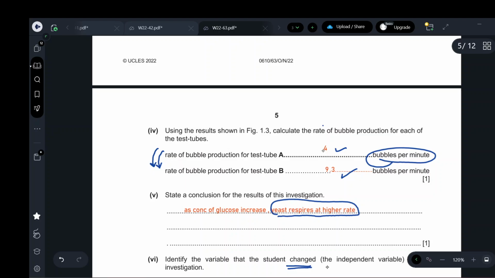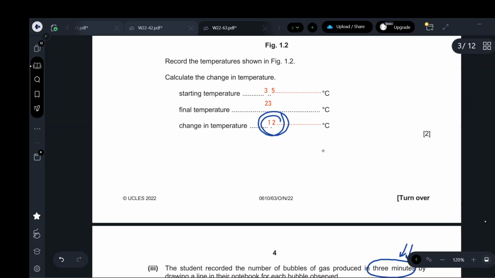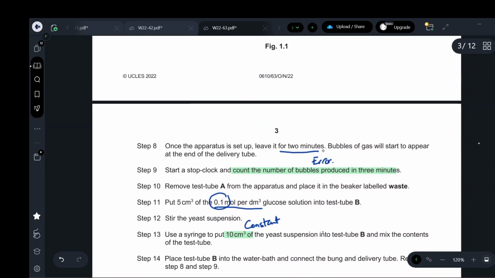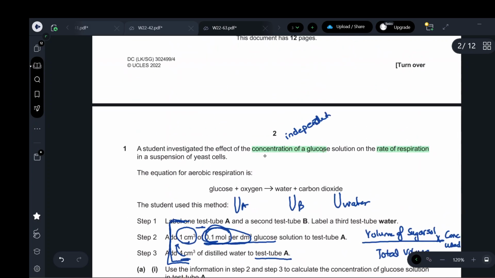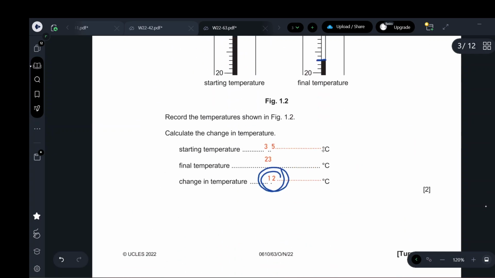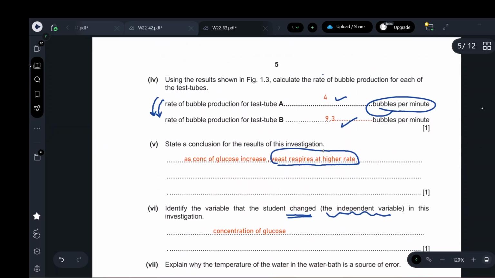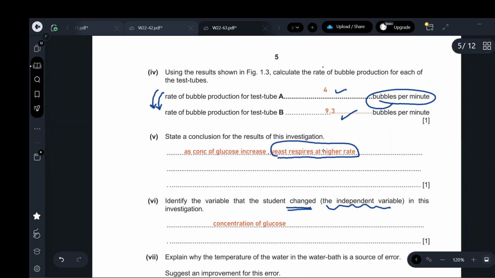What is the variable changed? Independent. I changed the concentration of glucose and I marked it at the beginning. I want to see the effect of glucose concentration. But this is my independent variable. Independent variable will be the concentration of glucose.